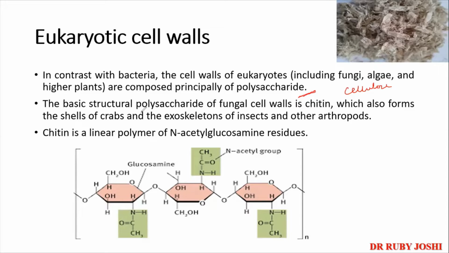Now, the basic structural polysaccharide of the fungal cell wall is chitin, which also forms the shells of crabs and the exoskeletons of insects and other arthropods. So this is actually the dried exoskeleton of insects. For research purposes, we make it into powder and then we use it. I can relate this to my own experience. For my protein purification, I used chitin. Chitin was used for my affinity chromatography.